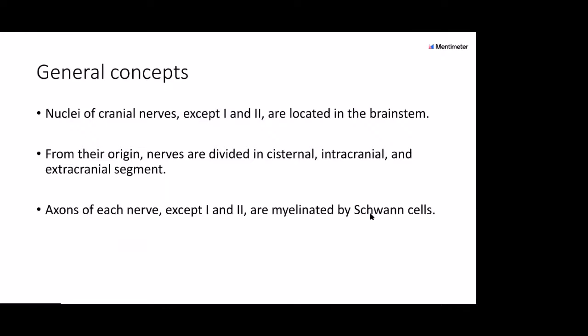So let me give you some general concepts. It's equally important for the medical students and for the consultants as well. The nuclei of all cranial nerves except 1 and 2 are located in the brainstem. And that's why they are not myelinated by the Schwann cells. And from the origin, nerves are divided into cisternal, intracranial, and then extracranial segments.